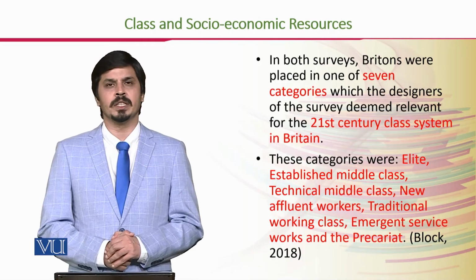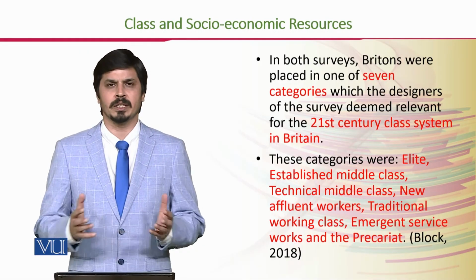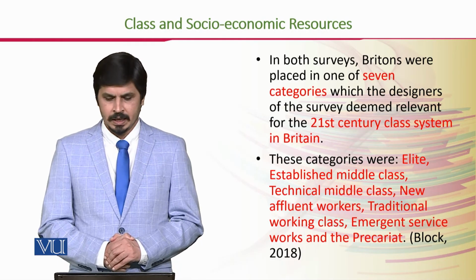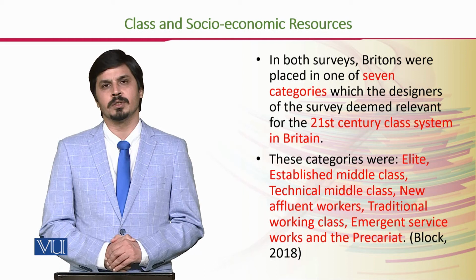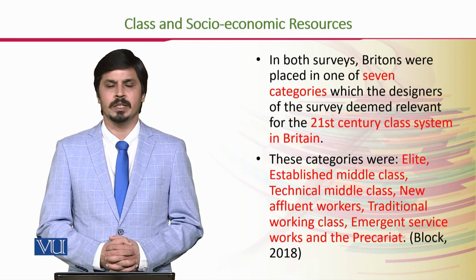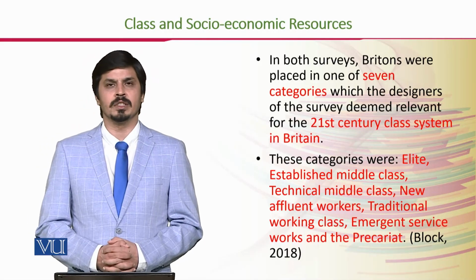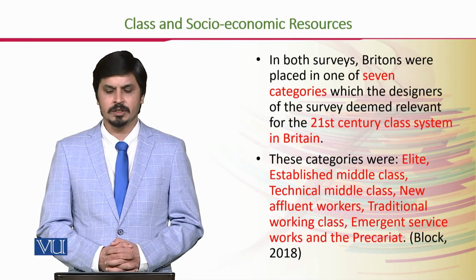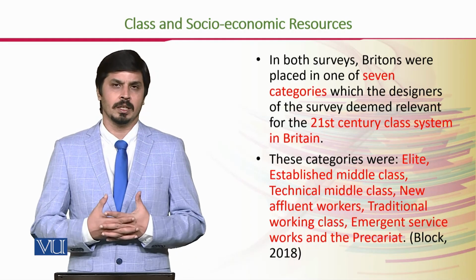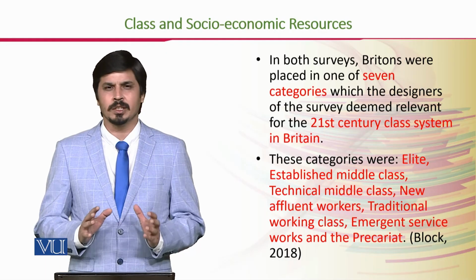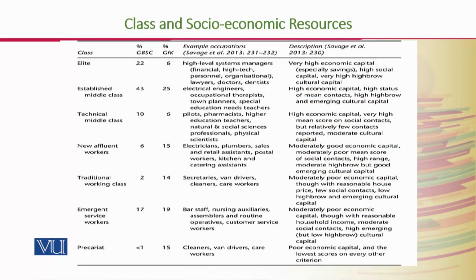Then we have the technical middle class, which earn their income from some technical jobs. Then new affluent workers, who have earned some money and saved it and are living a reasonably good life. Then we also have the traditional working class, emergent service workers, and the precariat, which consists of those people who are not very secure about their jobs. If you just look at this chart, it probably explains this division based on class in a detailed manner.